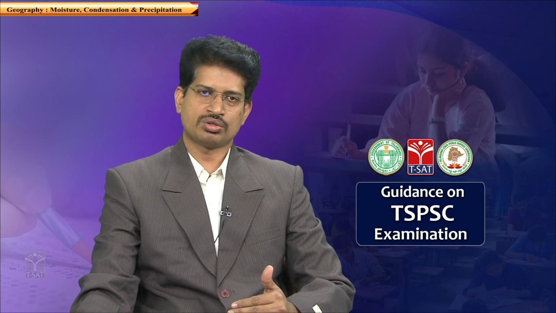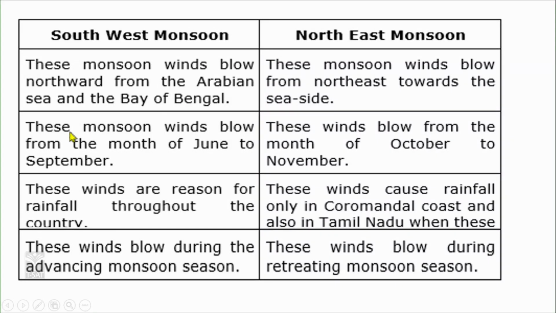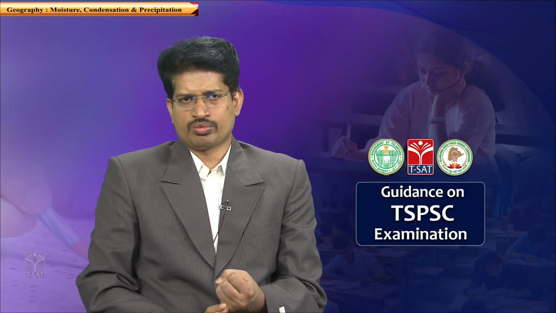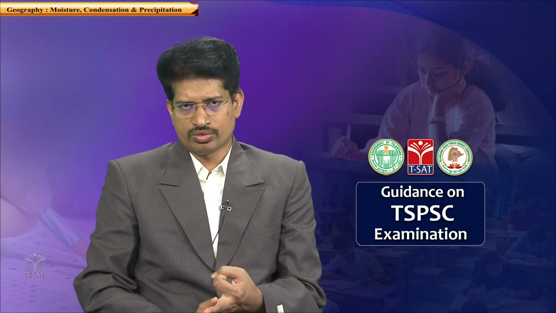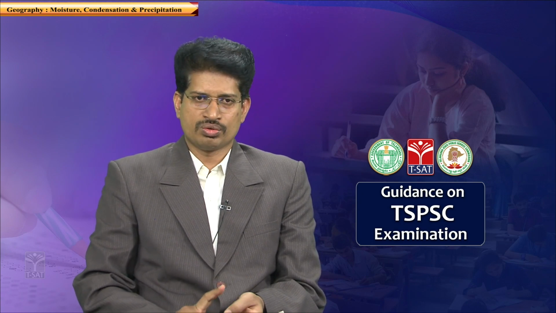Here it is southwest to northeast. The southwest monsoon winds blow from the month of June to September. This is the time duration of the flow of southwest monsoons. The northeast monsoons blow from October to November. So, they may ask you the time duration of the northeast monsoons or southwest monsoons. They may frame questions in terms of the directional flow of monsoons.